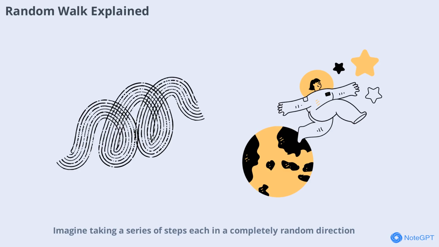Imagine taking a series of steps, each in a completely random direction. This is the essence of a random walk. In the context of polymers, each monomer represents a step and the entire chain is the path traced out by these steps. Because the directions are uncorrelated, the average position after many steps tends to return to the starting point, but the actual path can be quite convoluted.